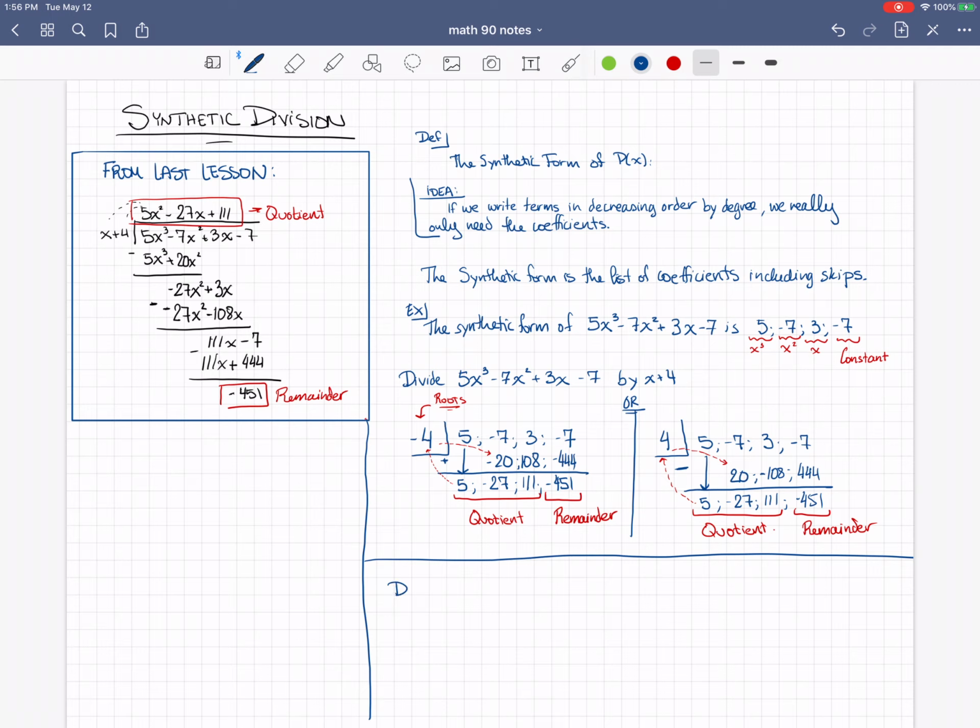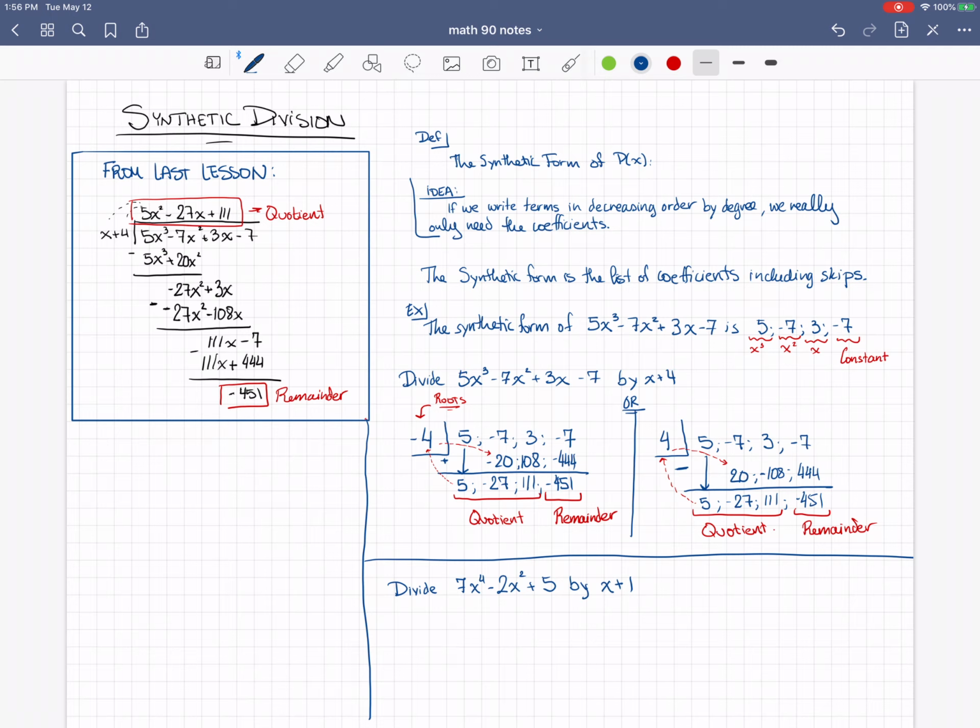Okay, so let's divide, and we'll do one with a skip this time. 7x to the 4th minus 2x squared plus 5 by x plus 1. All right, here we go. So what do we have? Notice that we have skips. There's no x cubed term, so there's a skip between the x to the fourth and the 2x squared. And there's no x term. There's a skip between the x squared straight down to the constant.